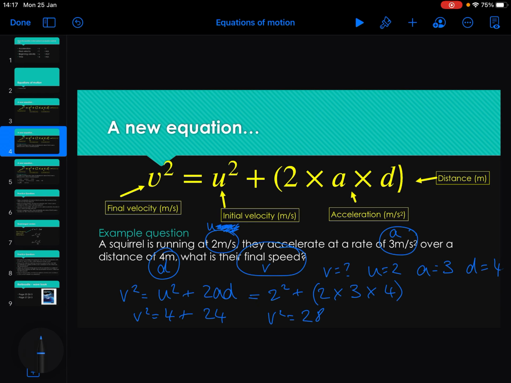Now that is not the final speed, that is the final speed squared. So to get to the final speed, I'm going to have to square root that. So V is going to be the square root of 28, which comes out as 5.3 meters per second. So I'm going to get you to write that down for me, please.